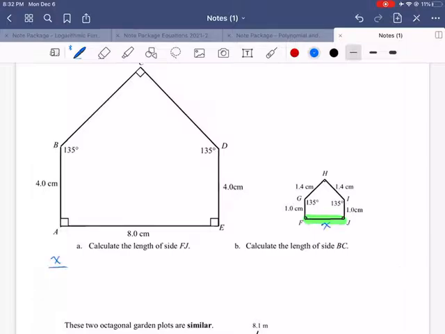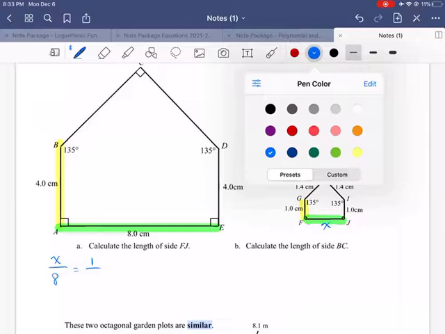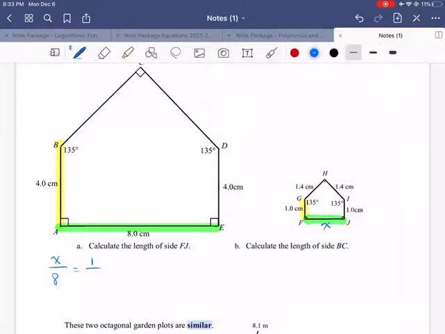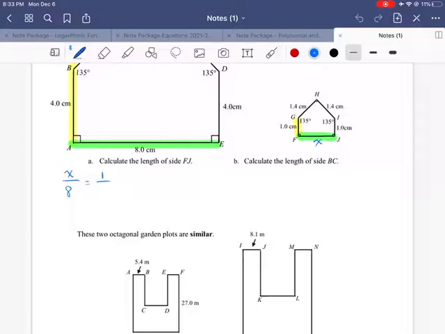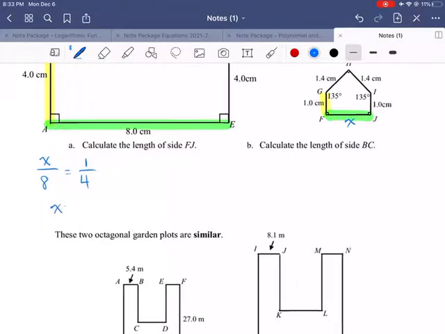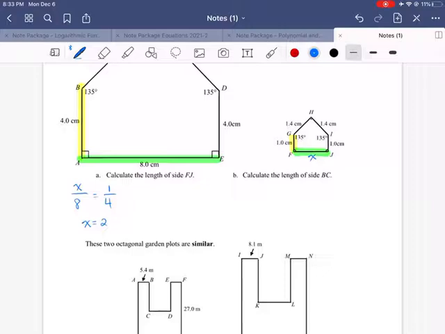So starting with your variable, X over, now let's find the corresponding side. So that's going to go with 8. And now we need to compare it with two sides that we know. So let's pick GF, and that's going to go with BA. And both of those have values that are already written there. So GF is 1, and BA is 4. Okay. Now, doing what we did yesterday, you can figure out that X is 2. So that missing side length here is 2.